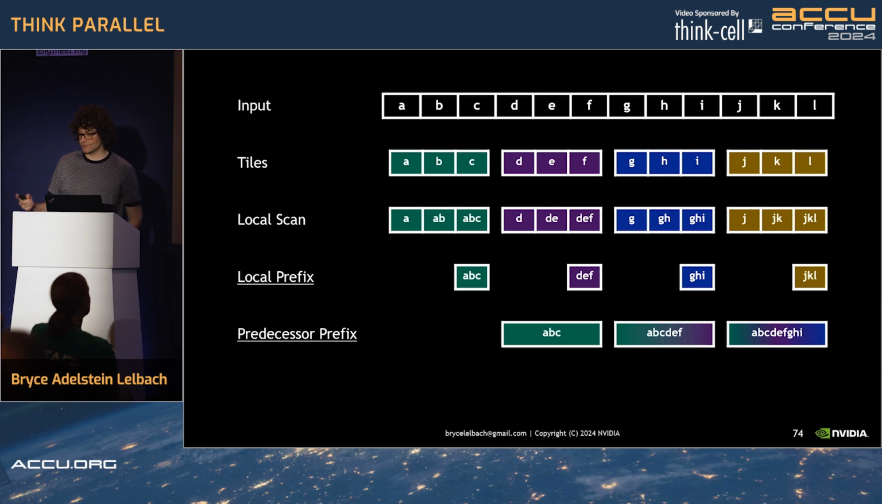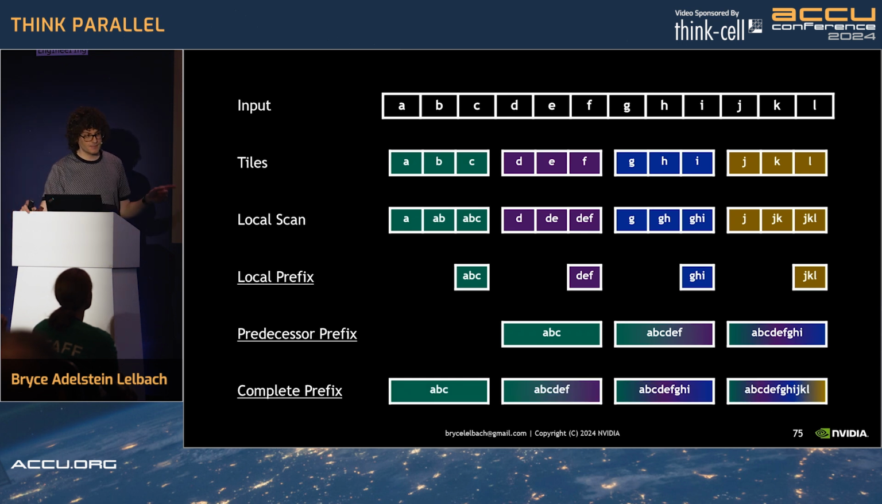The predecessor prefix for each tile is the sum of all preceding elements. So for the first tile, that's nothing. For the second tile, that's the sum of the first tile, ABC. For the third tile, it's the sum of the first 2 tiles, A, B, C, D, E, F. And for the fourth tile, it's the sum of the first 3 tiles, A, B, C, D, E, F, G, H, I. Now, the complete prefix of each tile is the predecessor prefix plus the local prefix.